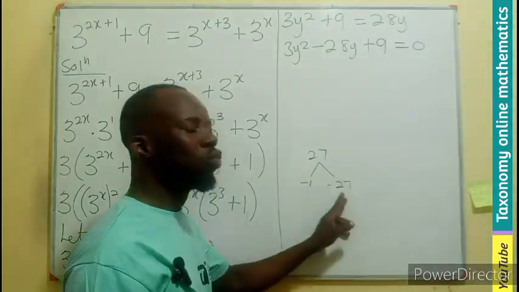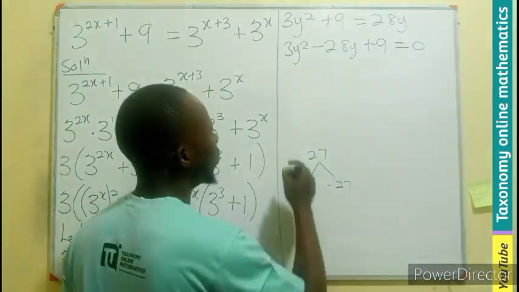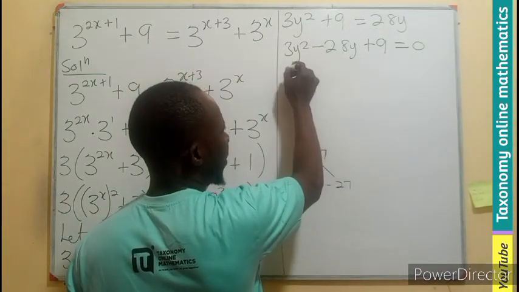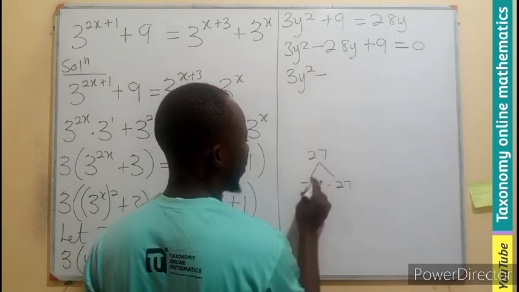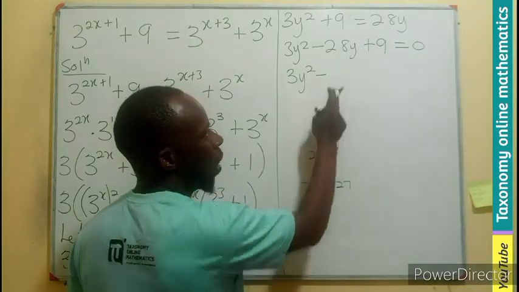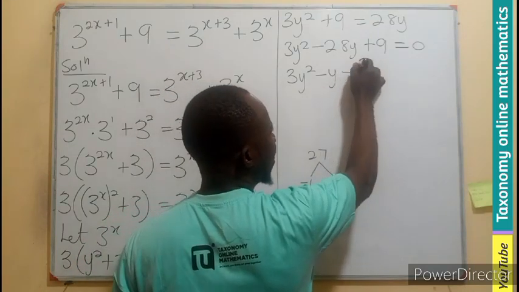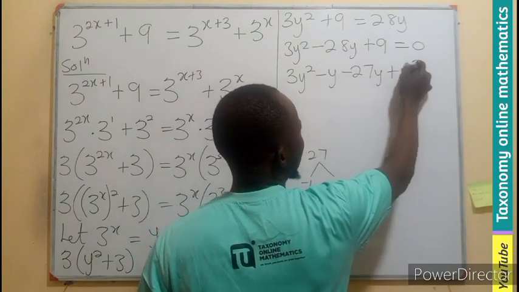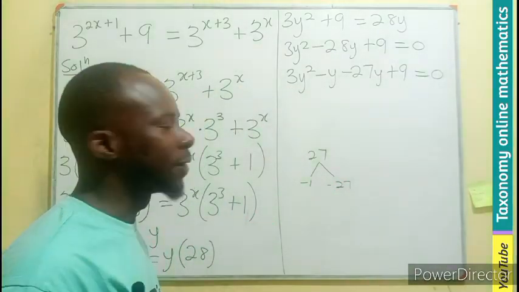And if we add the 2, we also get what? A negative 28. So what do we have? Let's do the grouping method. 3y squared, let's just say minus 1 times y, and that will be y. 27 times y, so negative 27y plus 9 equals 0. Let's go for the grouping method.